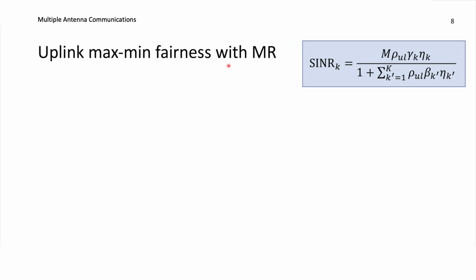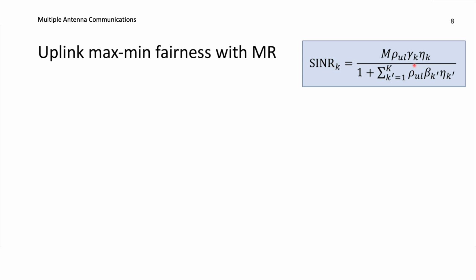We are considering only maximum ratio, but you can generalize this easily by having the A and B terms coming into these expressions. So the SINR looks like this. We have M times rho uplink gamma k eta k, and then 1 plus the summation over all the users, rho uplink beta k prime eta k prime. There are a couple of interesting things here. One is that the term here containing the uplink interference is not dependent on which user we are considering.